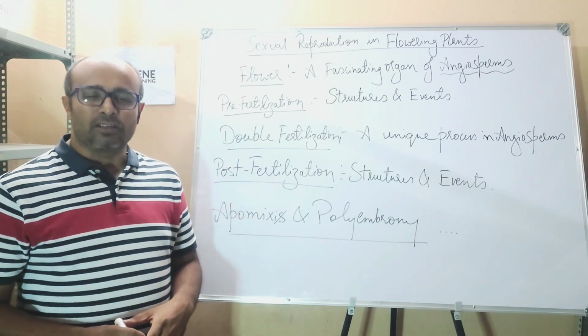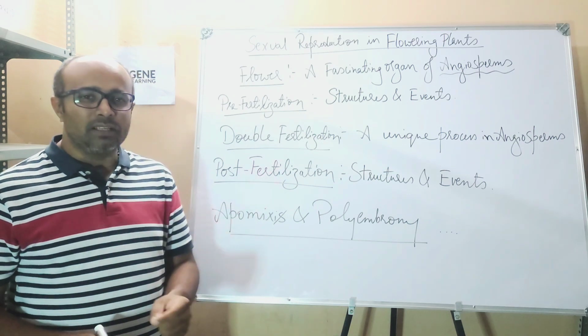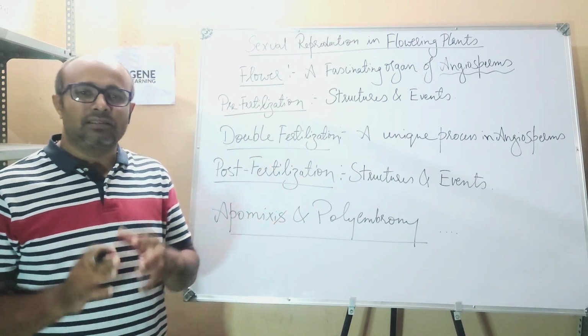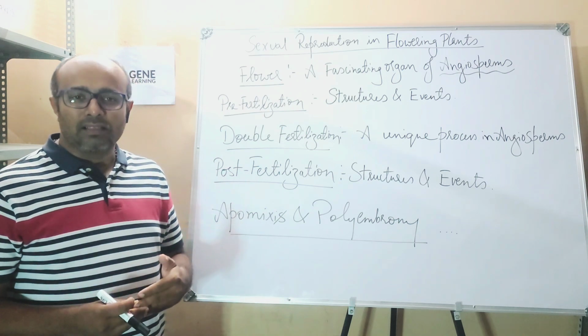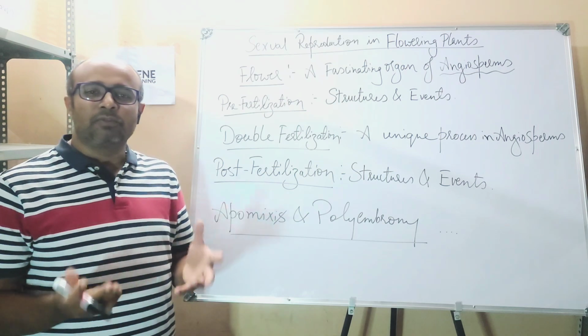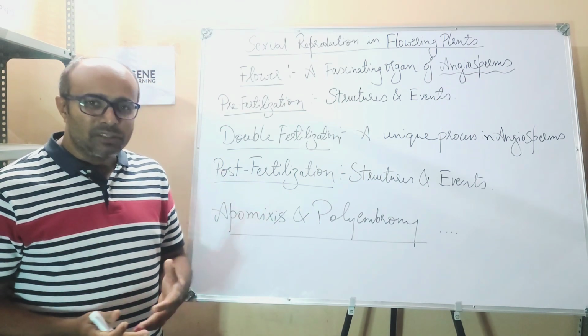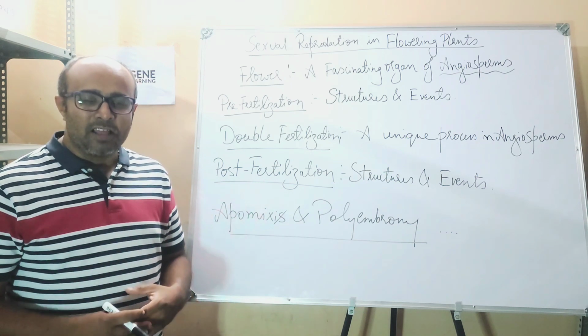So in the last class, we were talking about sexual reproduction in flowering plants and we had just gone through the introduction. In this class also, let me take a few minutes to recollect what we did in the last class. We were talking about the different types of reproduction, what are the types of gametes involved, what are gonads, etc.